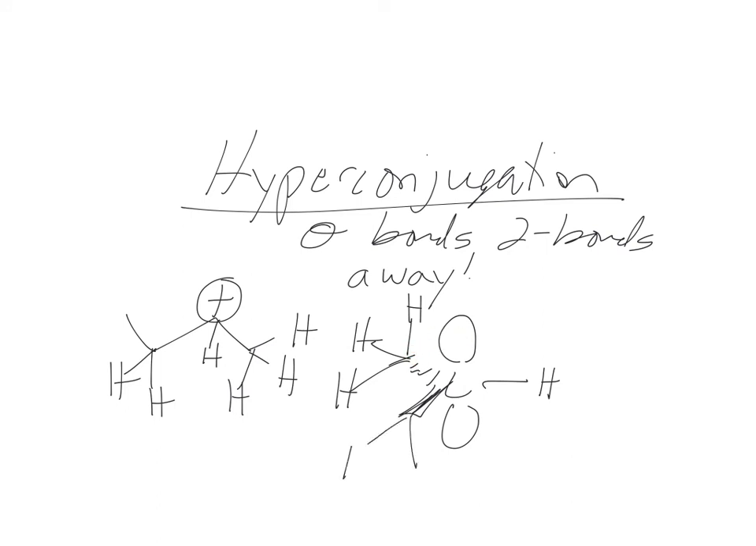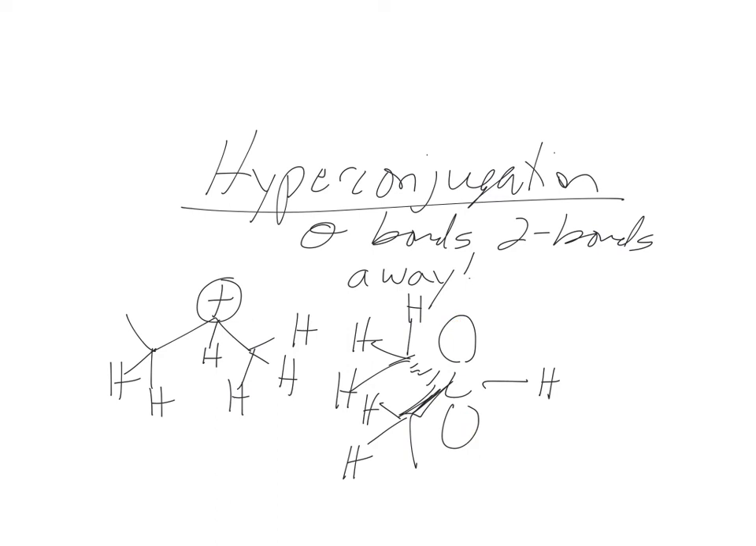As can these as well. They're coming out. It's not perfect. It's not a perfect orbital overlap. It's kind of skewed at an angle. But as this bond rotates, as this bond rotates, these 3 sigma bonds, 2 bonds away, can help stabilize this empty p orbital.